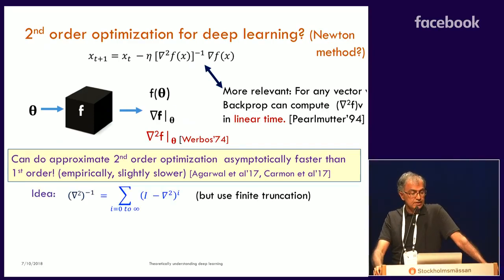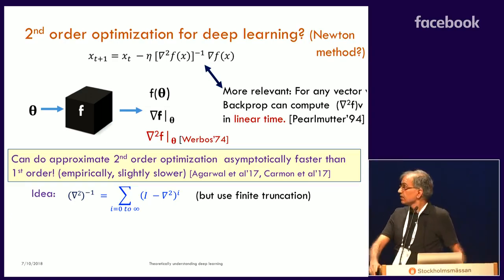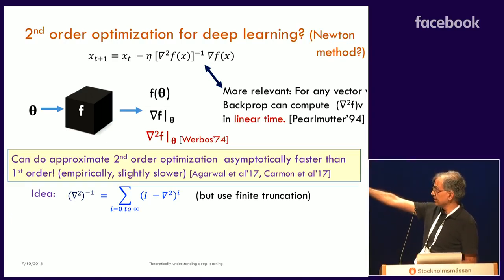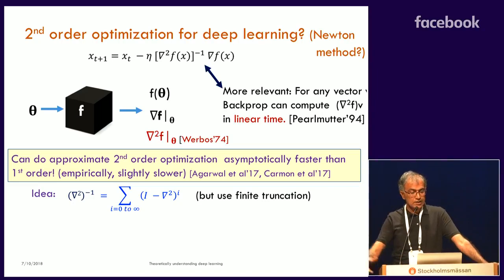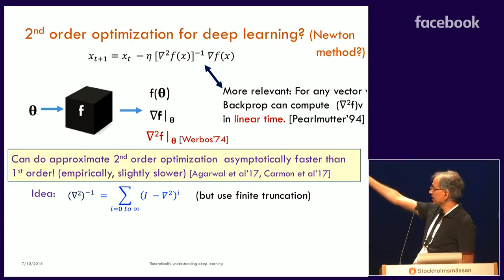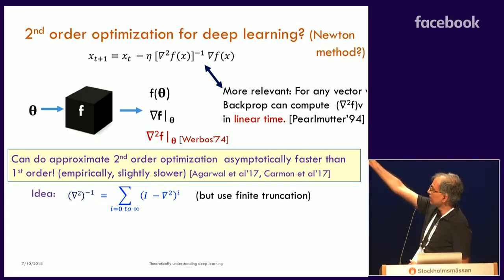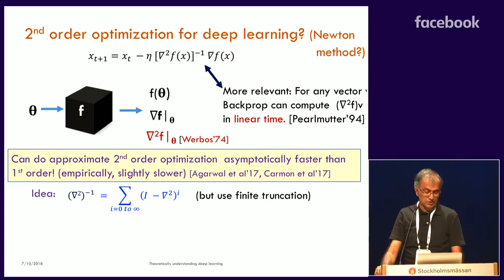And the idea is that you can approximate the inverse of the Hessian, the inverse of the second-order derivatives, by this infinite Taylor series, which is the sum over i of (identity minus the Hessian) to the power i. So that's a simple identity. I mean, if you just put x in there, you'll see that it's true. And you use the finite truncation of that series. And so on the right-hand side, now you have these Hessians, obviously with higher powers, but it turns out backpropagation can be used to approximate those as well.